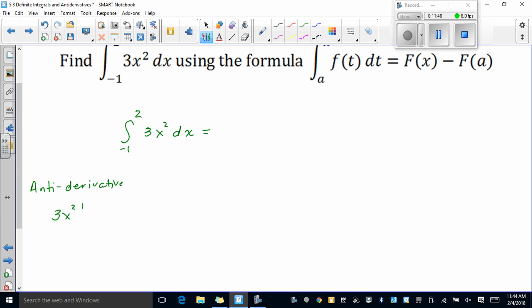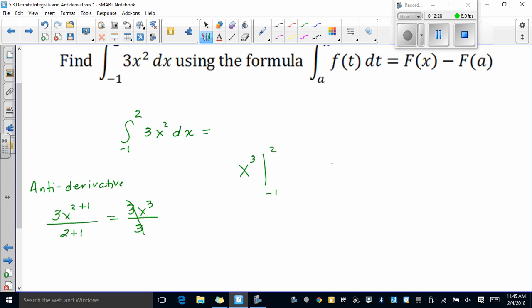So what we get here is 3x cubed over 3, and the 3s cancel out. We get x cubed, and we want to evaluate it from negative 1 to 2. So we get 2 cubed minus negative 1 cubed. This gives us 8 minus a negative 1, or 8 plus 1, which gives us 9. So the answer to this guy is 9.